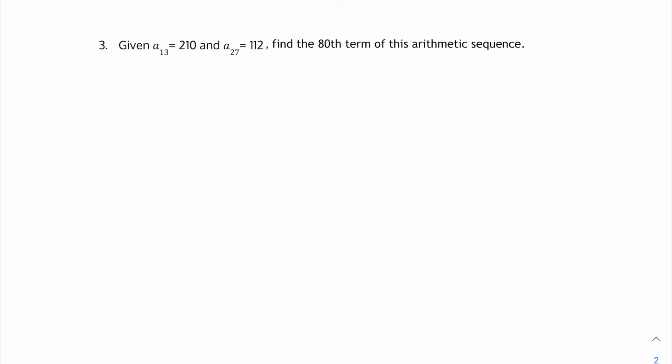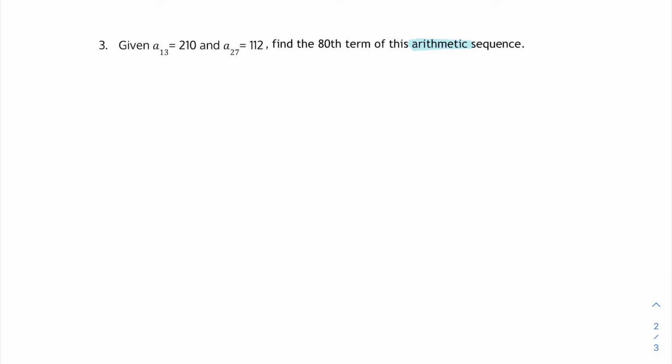So for this one, we're told that A13, the 13th term, is 210, and A27, the 27th term, is 112. And we're being asked to find the 80th term of this arithmetic sequence. Now, this piece right here where I tell you that it's an arithmetic sequence is necessary. If that was missing, you would not be able to solve this because you wouldn't know if you're looking for the 80th term of something arithmetic, so we're using that formula, or geometric. There's no way, given the information we have, to determine which of those it is.